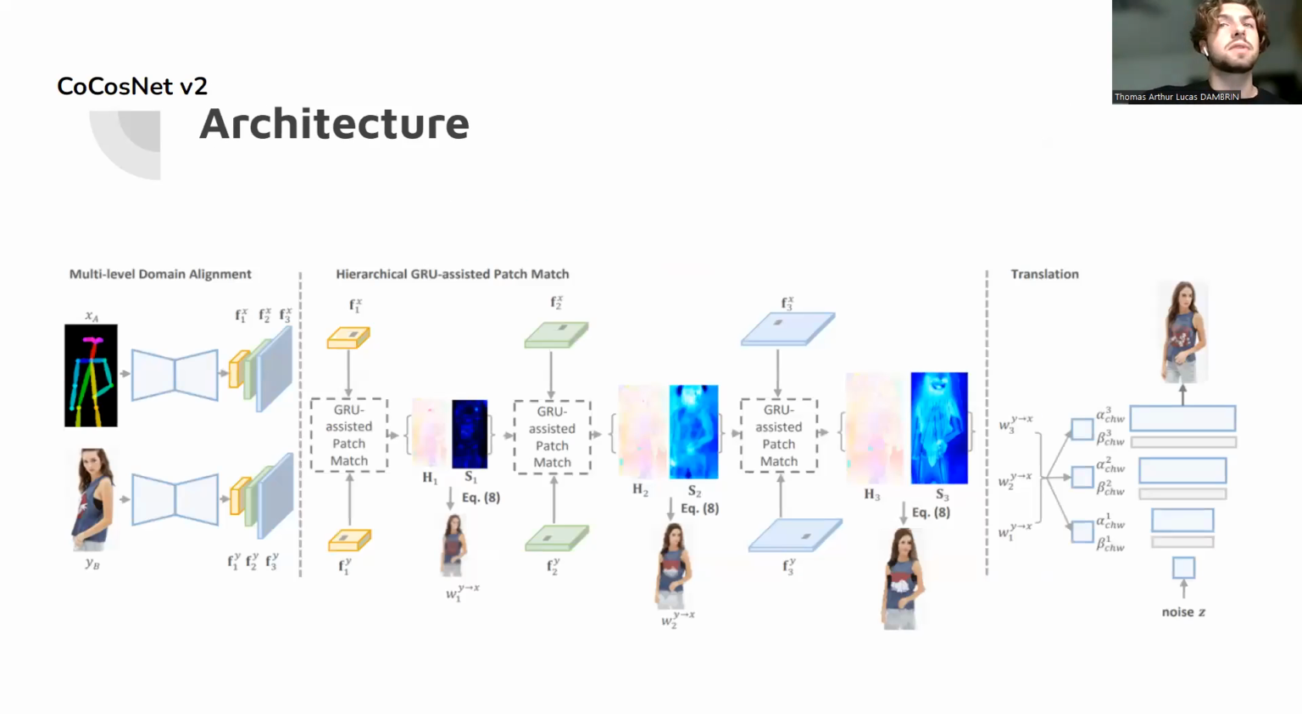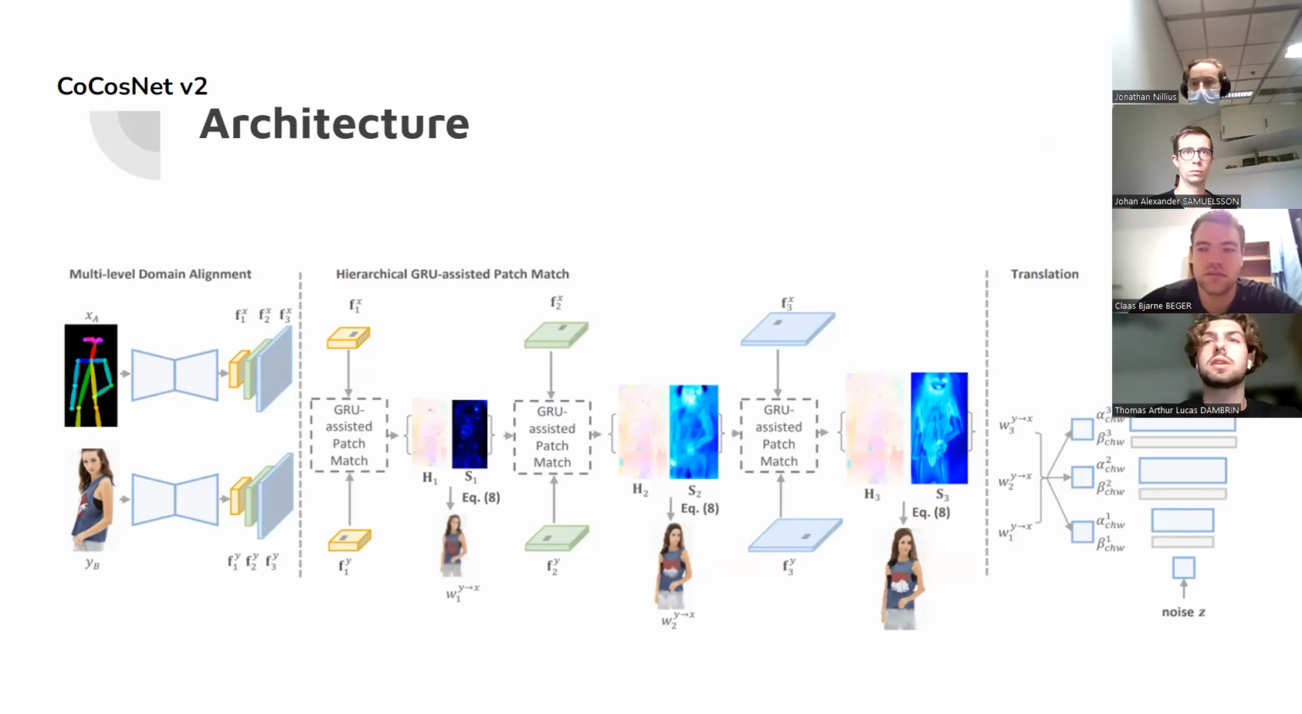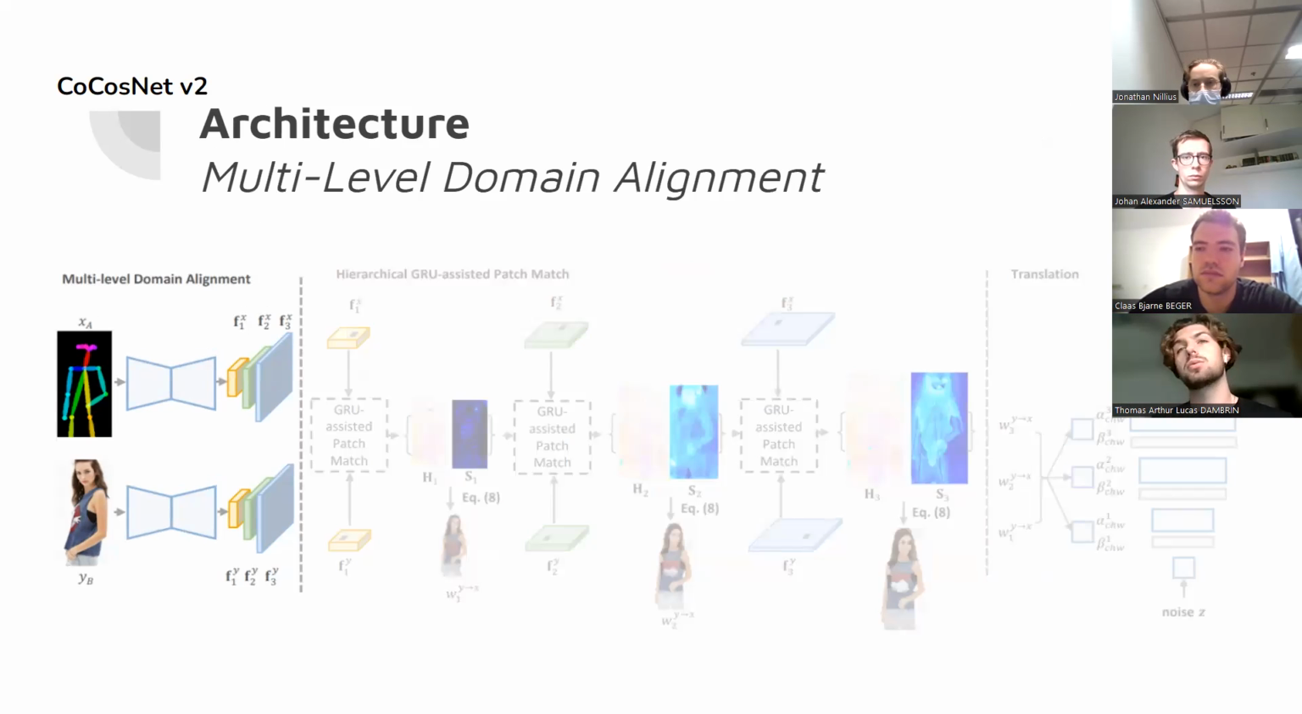The purpose of CoCosNet version 2, which is a full resolution correspondence learning approach, is to be generic. So it was designed as an improvement of CoCosNet version 1, which rendered poorer quality translations. Its overall architecture is split into 3 parts: domain alignment, patch match, and translation. Let's first dive into multi-level domain alignment.